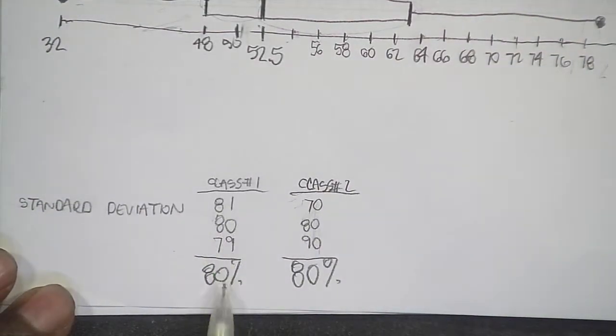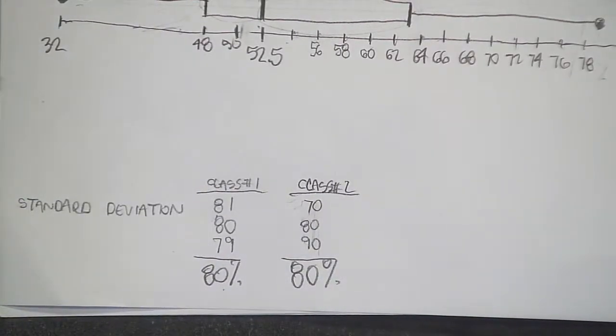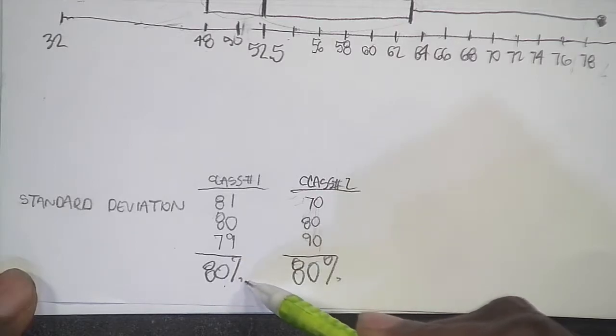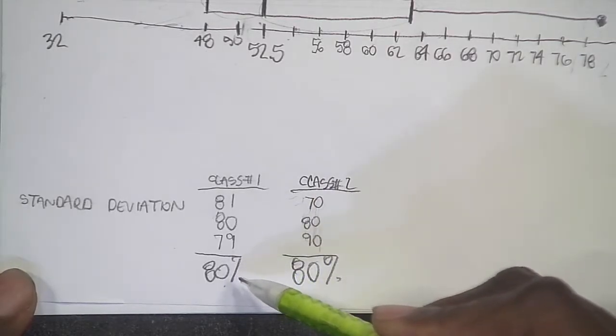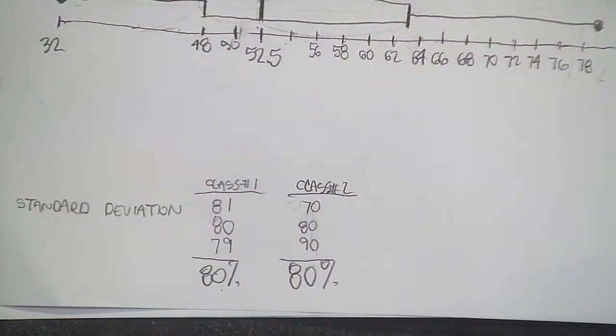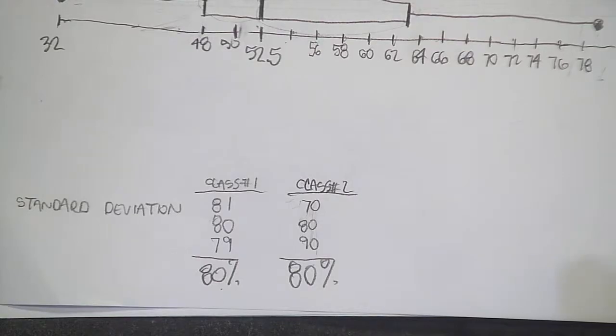Because this class average was 80, but this class average was 80% as well. Both classes average 80. So I would have to present to my supervisor something more than, hey, my class average was 80, to bring greater clarity. That additional information would be this idea of standard deviation.